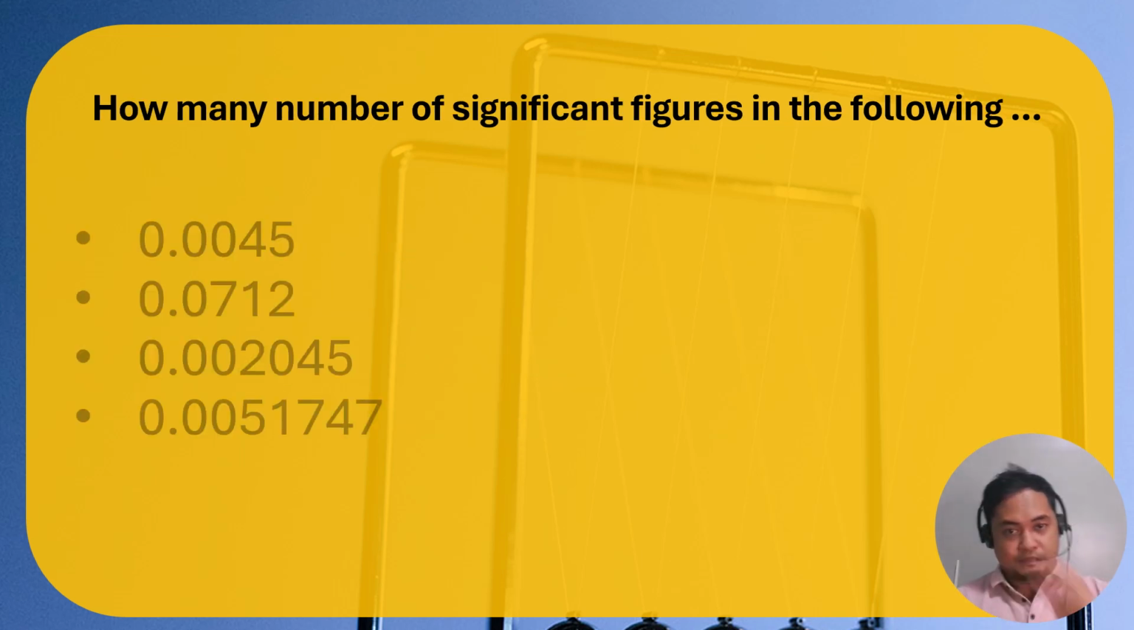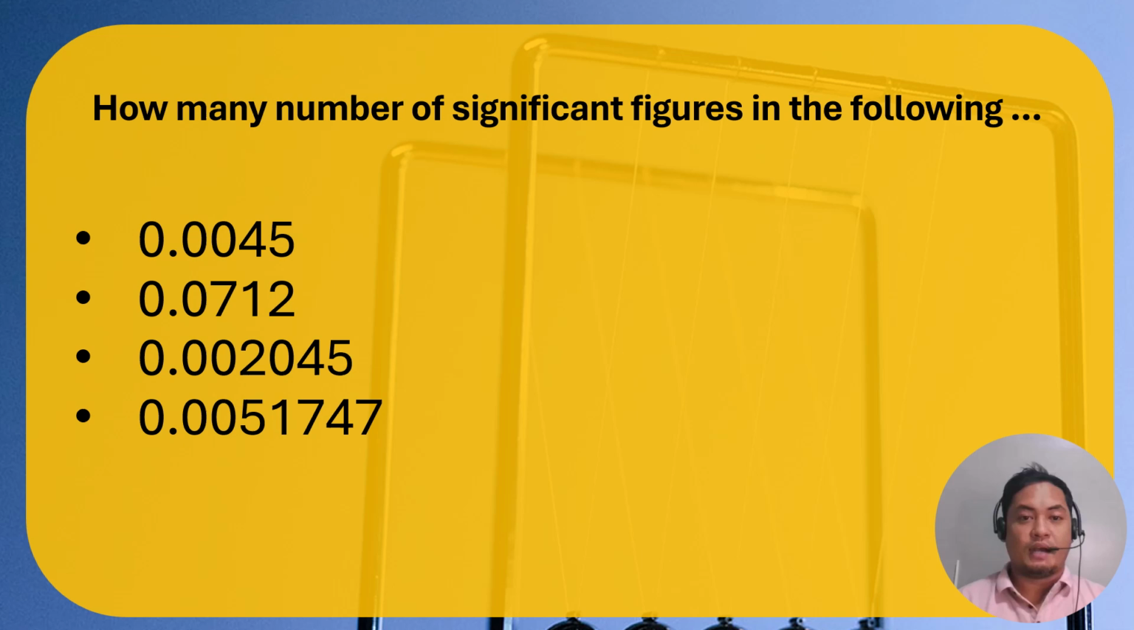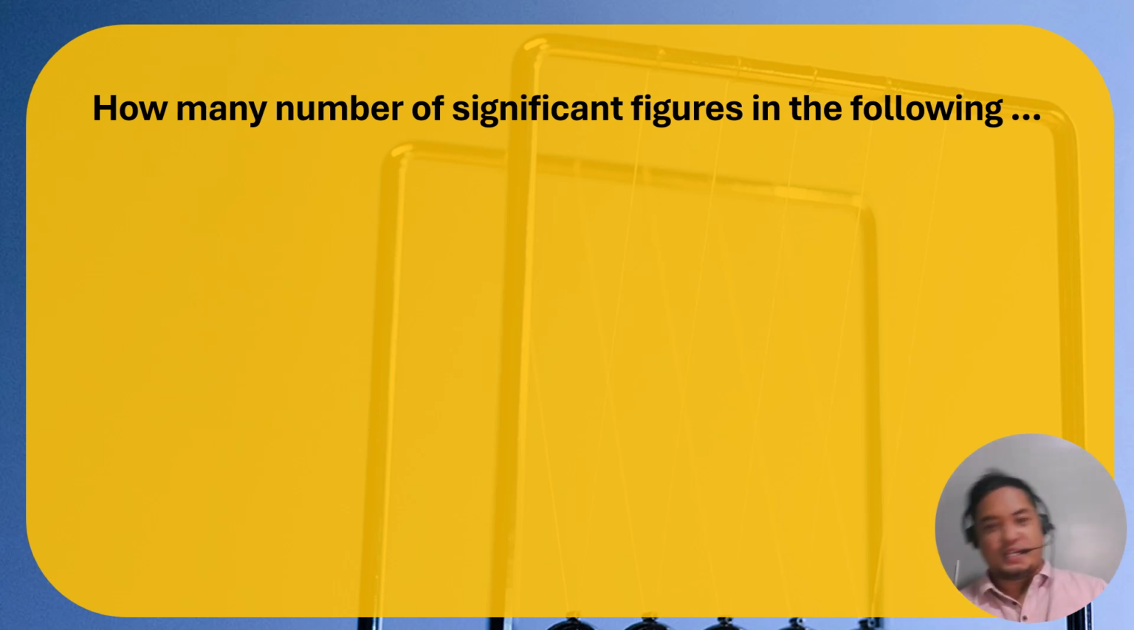Next, we have these sets of numbers. If you notice, zeros now are not in between. Zeros are situated before the non-zero digit, and all the numbers here are decimal numbers less than 1. So let's be quick. How many significant figures are in this slide? I will reveal the answers now.